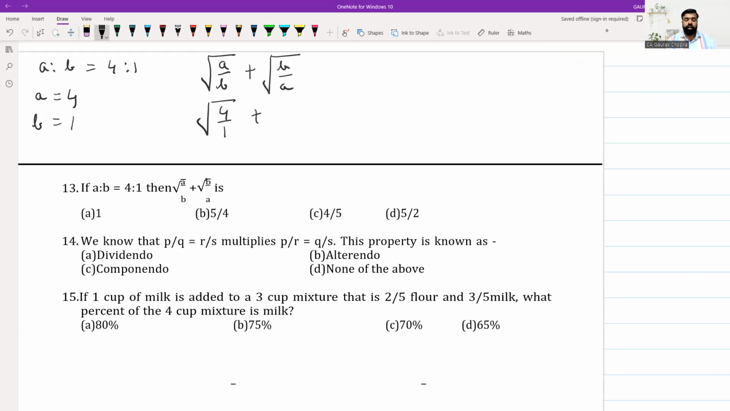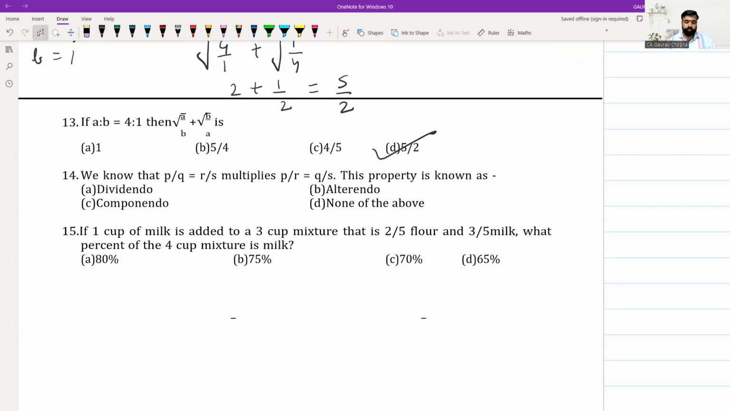Root of 4 by 1 plus root of 1 by 4. What will you get? 2 plus half. That is 5 upon 2. Option number D. Option number D is the correct answer.